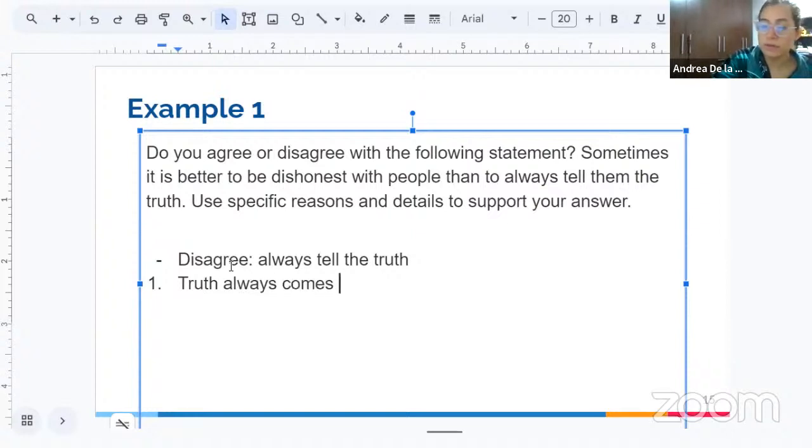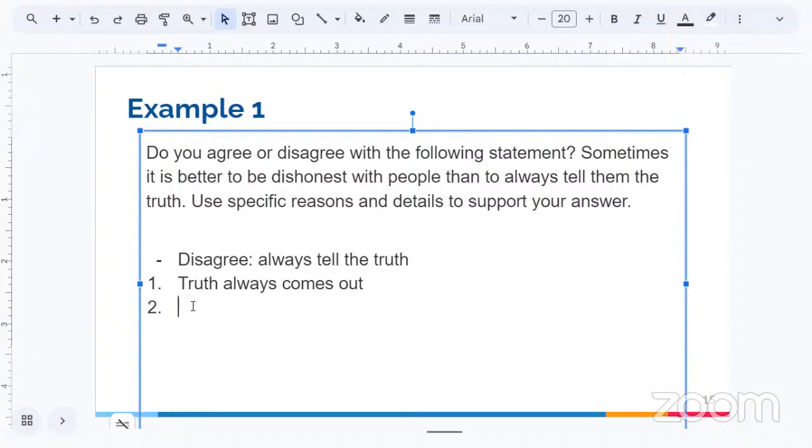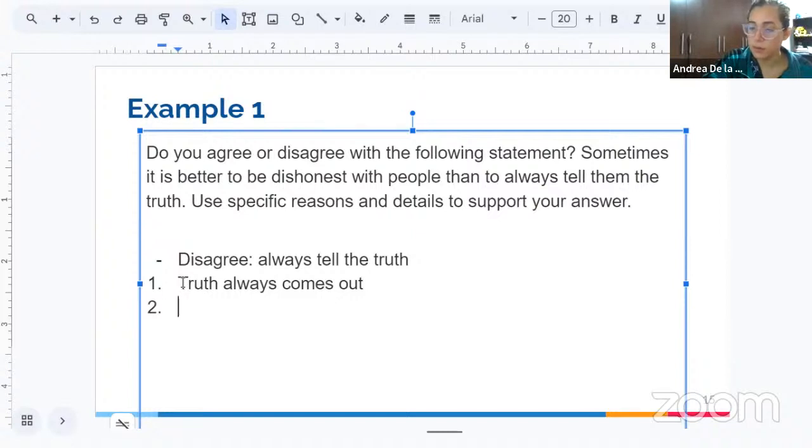And can you guys think of another reason? Mateo? People will not think that you are a dishonest person. Okay, okay. All right, the truth always comes out. Like, do you mean that you will become more of a reliable person, maybe? Trustworthy? Yes. Right? So it's better to always tell the truth in order to be more reliable, more trustworthy, maybe.